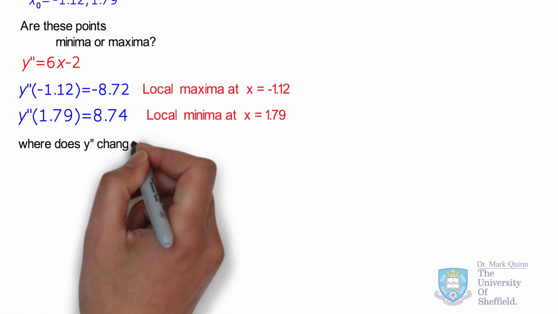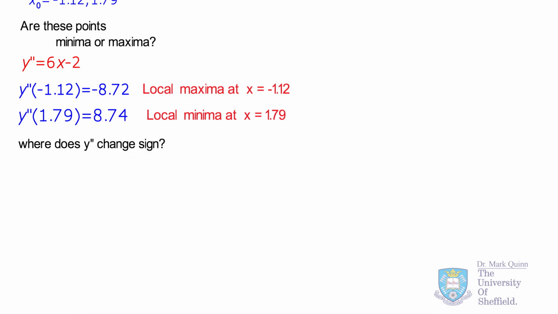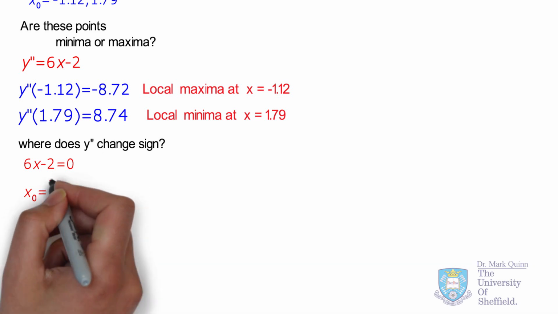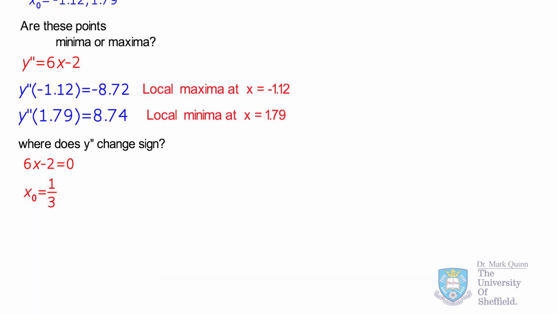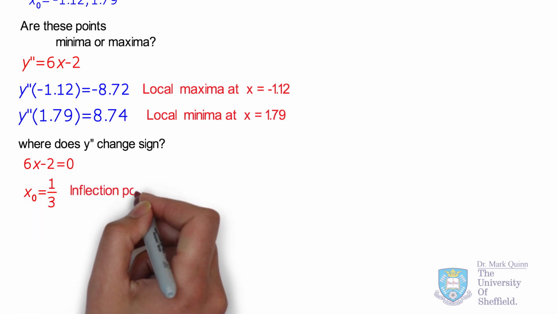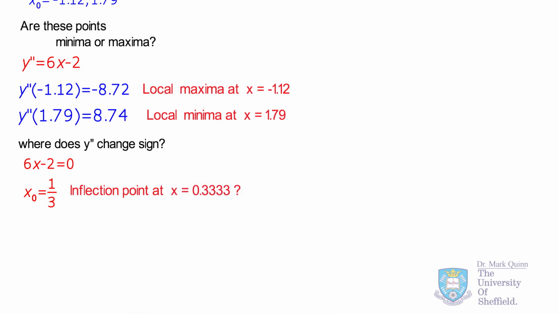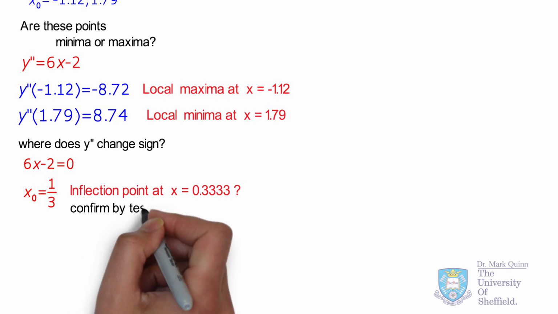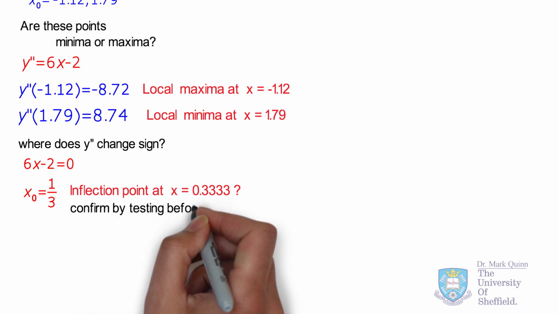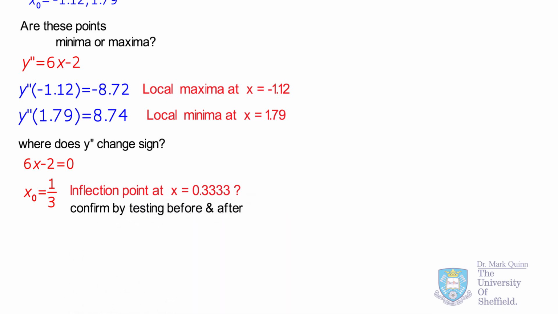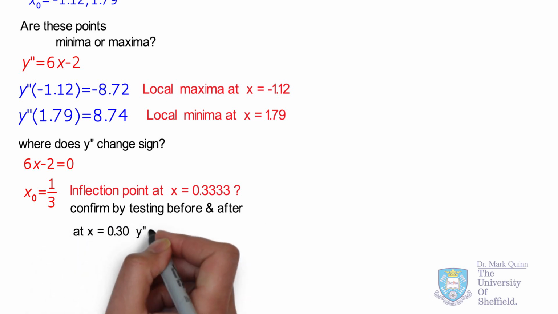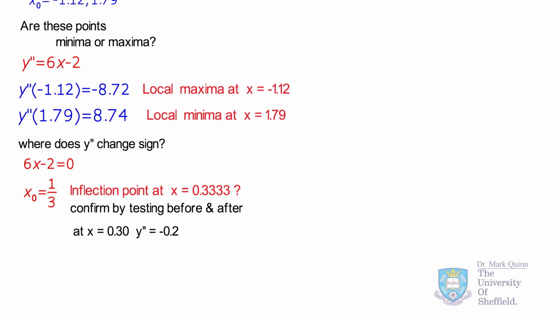Finally, we can determine if there are any points of inflection by looking where the second derivative changes sign. To do so, we can determine where the second derivative is 0, and from there we can determine where the second derivative crosses the x-axis, i.e. when it changes sign. Solving the equation tells us that the second derivative crosses the x-axis at x is equal to 1 over 3.